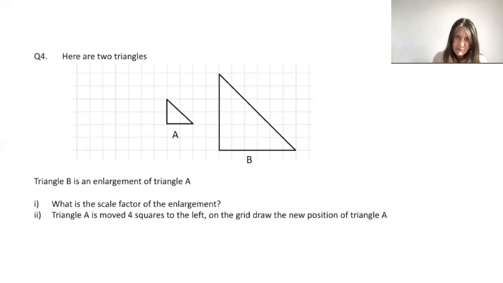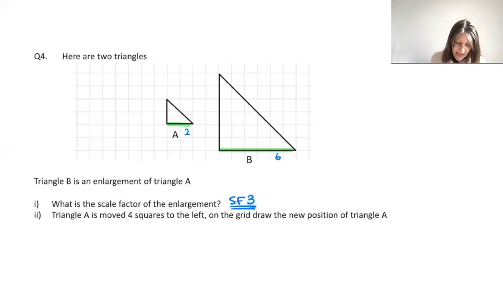Okay, so we're first of all being asked the scale factor of the enlargement. So all I'm going to do is just focus in on an edge and just count to see what's going on. I've got 2 squares that way. I've got 1, 2, 3, 4, 5, 6 that way. So I've got 2 and 6, which means the scale factor must be 3. What do I times 2 by to get to 6? It's 3. So the scale factor 3 is my answer there.